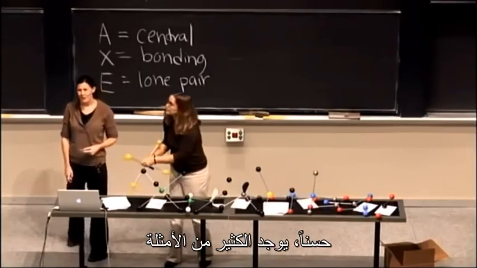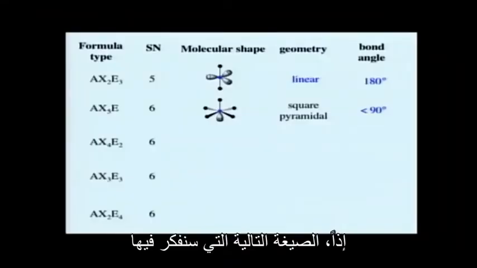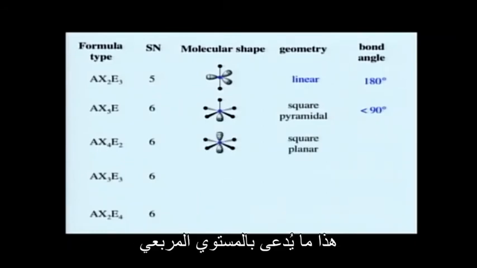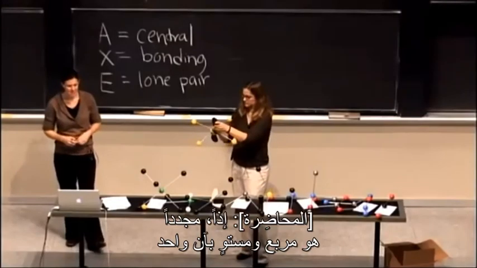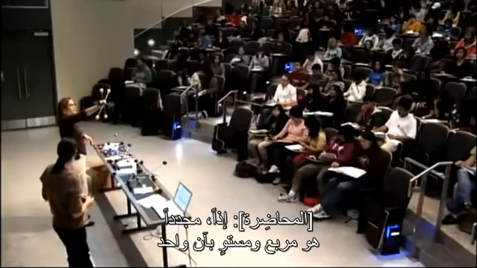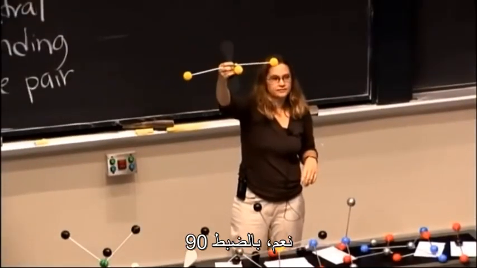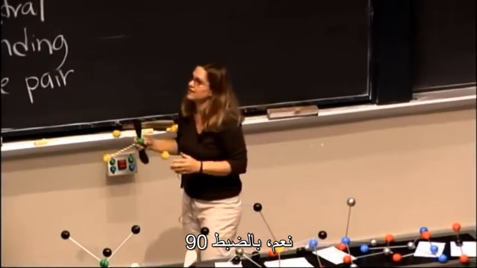All right, there are more. So our next combination that we can think about is if we have 4 bonded atoms and 2 lone pairs, AX4E2. That's going to be called square planar. So again, we have the square and it's planar. And so what are your angles here? Yep, exactly 90.